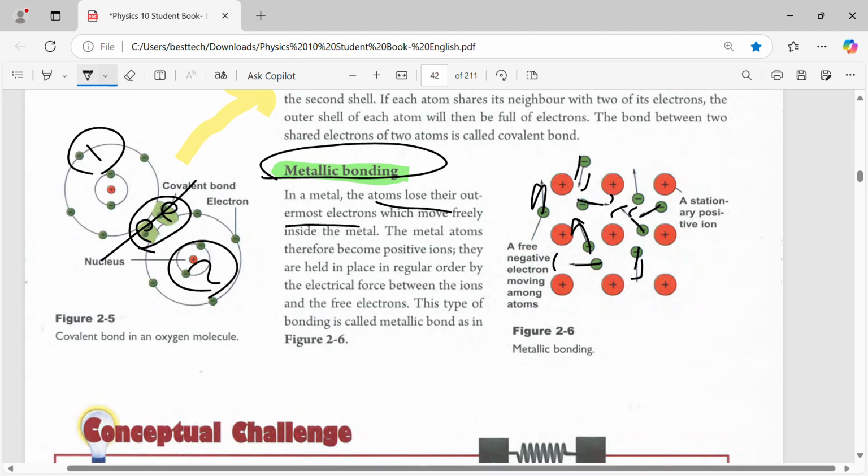And the metal atoms become positive. So the electrons are moving freely. Look, free negative electrons are moving among the atoms, and the metal atoms become positively charged. So this is called metallic bonding.